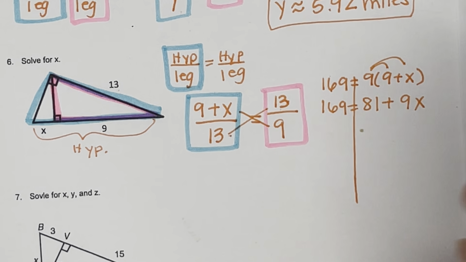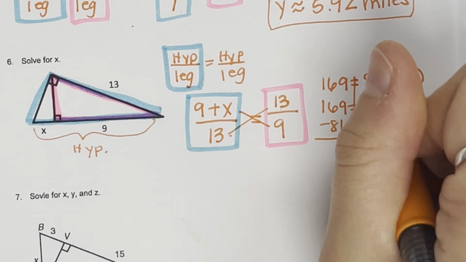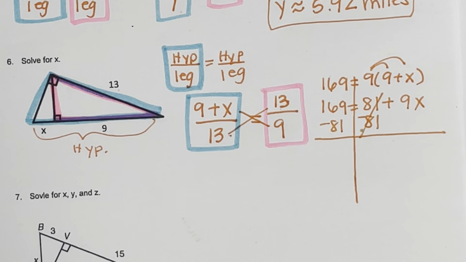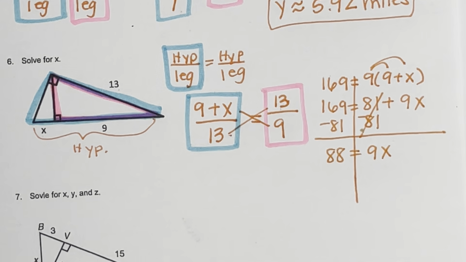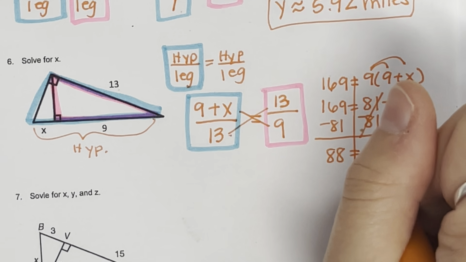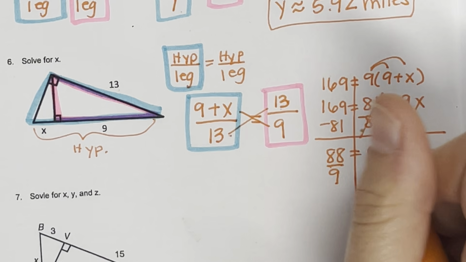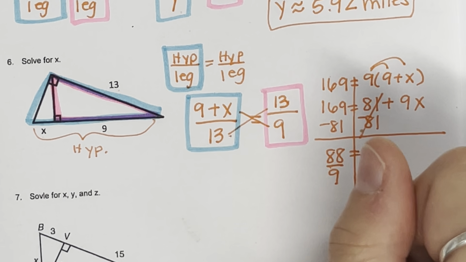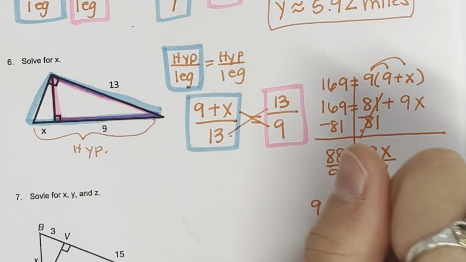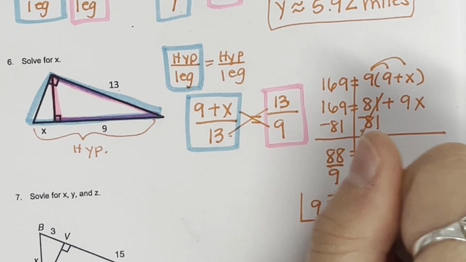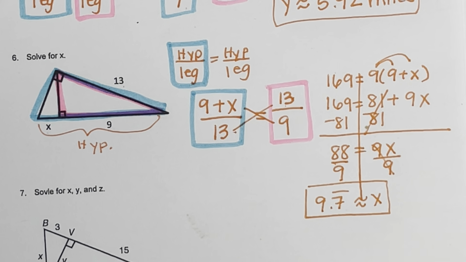I'm going to move the 81 to the other side by subtracting 81 from both sides. I've got 88 equals 9x. And then the last step to get x by itself, I divide by 9, divide by 9. I get a decimal. I get x is approximately 9.7777 repeating. Or you can put 9.78, something like that. Okay, and there you go.